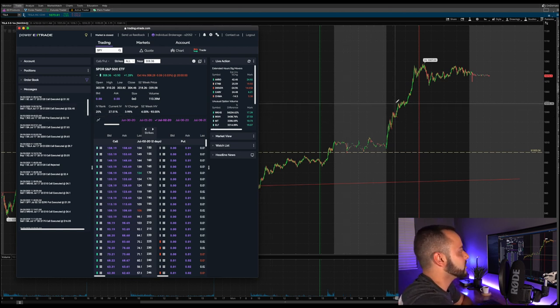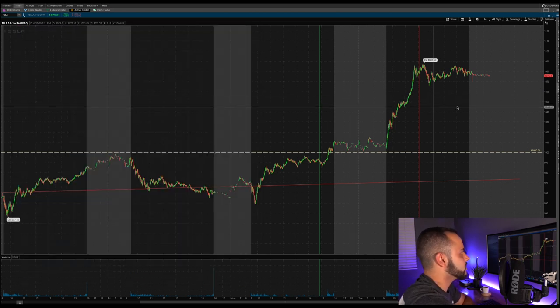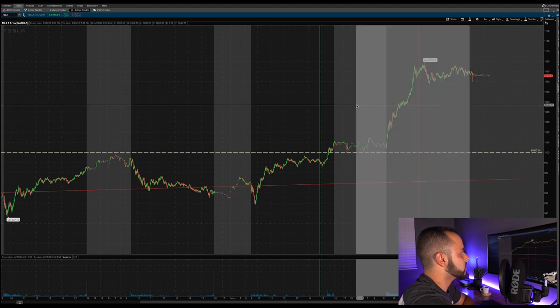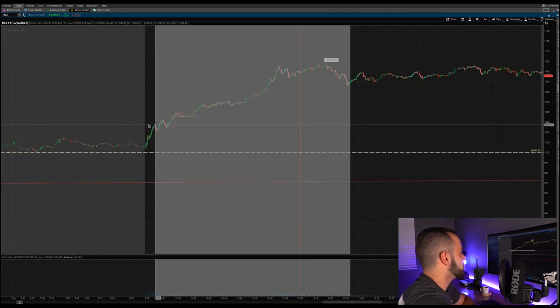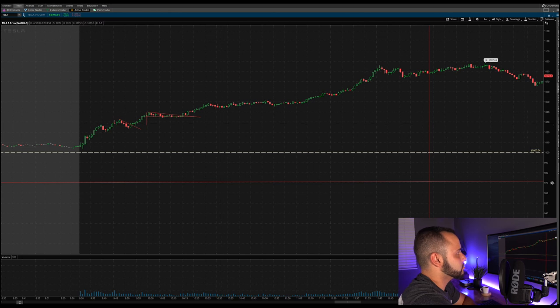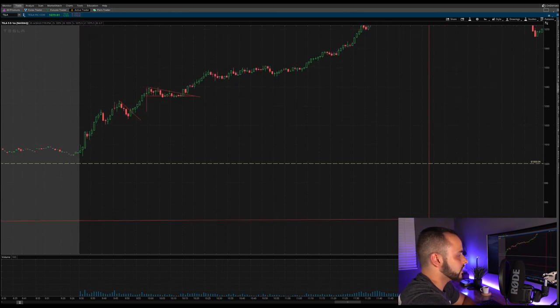Now, if I zoom into the 1 minute, there's some reasons why I did hold this, and I'm gonna go ahead and show you. So if I zoom into this 1 minute here and go into today's price action, what we can see is some really nice bullish flags that occurred during the day, which made me really confident in holding this stock.